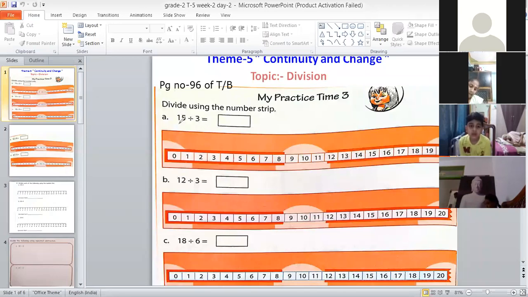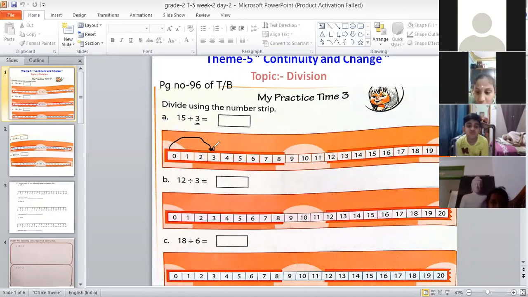Now, what does this mean? This means that you have to divide this number 15 with the help of the number line. After the division symbol, children, the number is 3. So we will count 3 numbers on the number line. See here, 1, 2, and 3. We'll count forward 3 steps, and then we'll reach number 3. We start counting from 0 and reach 1, 2, and 3.